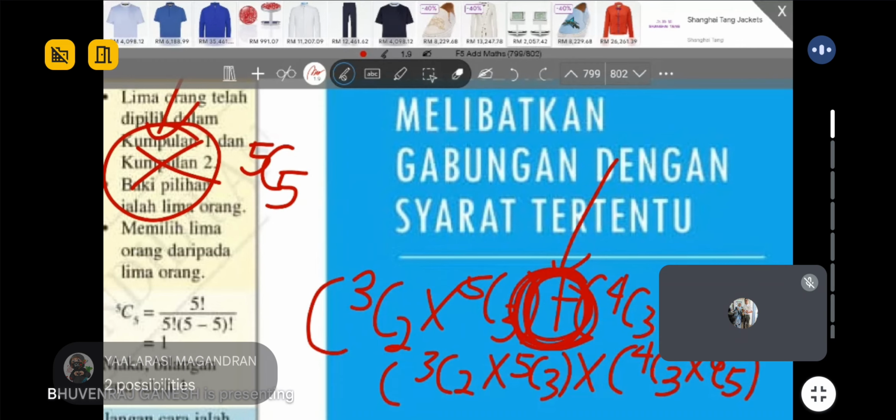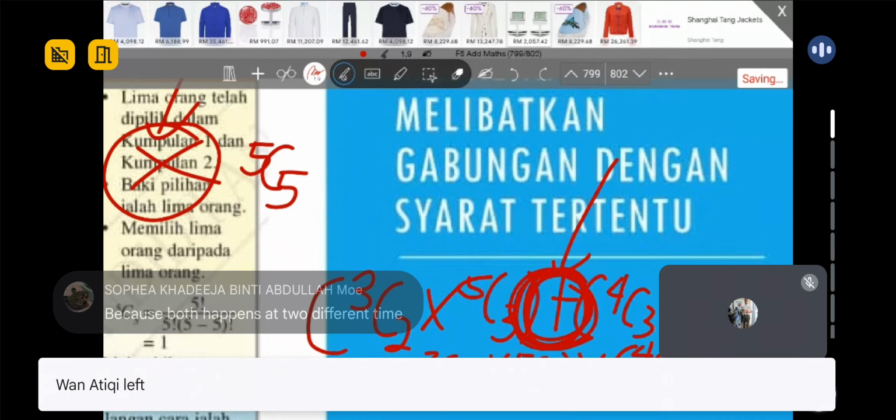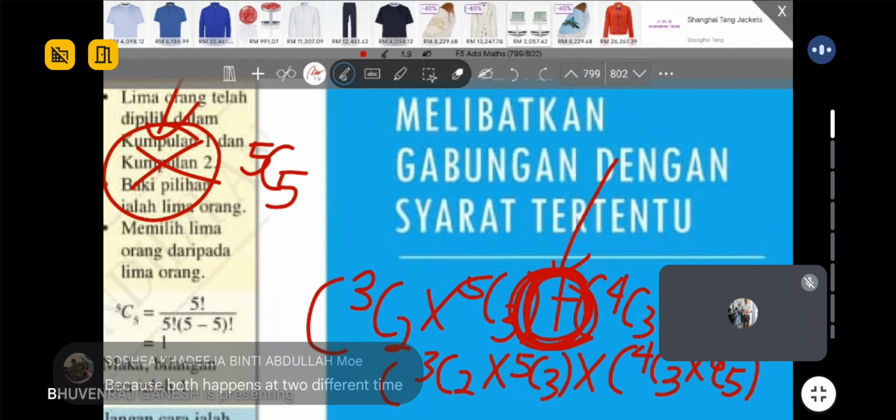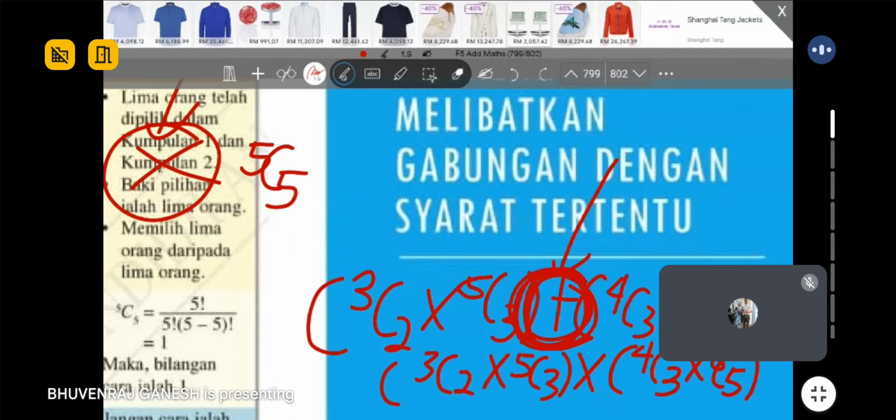Okay, can 2 possibilities, or you can say 2 different cases. 2 case yang berbeza. So if you have 2 different cases, we always put plus in the middle. Simbol tambah. Kalau case yang sama, okay, very good, Sophia. Because both happen at 2 different times. Very good. That is the correct answer.